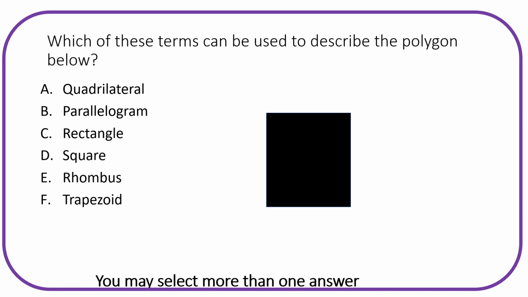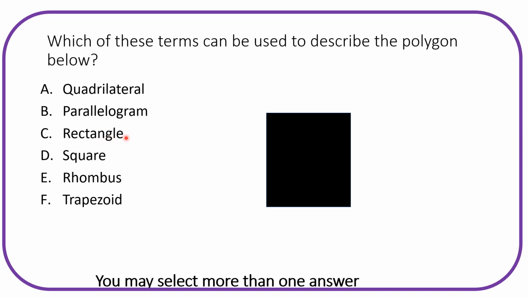All right, let us start with A, quadrilateral. Do I see four sides? I do, so quadrilateral would work. Parallelogram, two sets of parallel lines. I see one set here, second set here. I see two sets total. So parallelogram could work, quadrilateral could work.